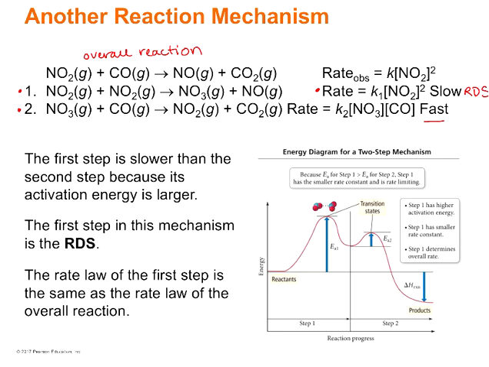So once the chemicals can get over that energy barrier for the first part of the reaction, then the reaction happens pretty quickly. But again, that rate determining step, or the slowest step, is going to determine the rate law for the overall reaction. So you'll notice that the rate for the overall reaction is equal to the rate for the slowest step of the reaction. They're both k times the concentration of NO2 squared.